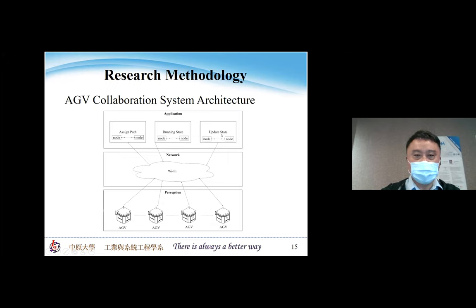And right now let's show our research methodology. We build up an AGV collaboration system. And this is the structure for that. And you can see three layers. The bottom one is the robot, the AGV here. And we communicate through the Wi-Fi network. And we can have many applications in our central computer or in the cloud. We can have many application codes here, okay?